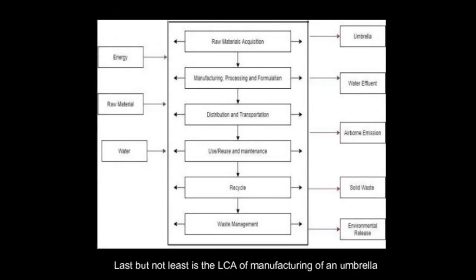Last but not least is the LCA of the manufacturing of an umbrella. As you can see here, we have an input into the system boundary and then we have the output. The input for the manufacturing of the umbrella is the energy and also the raw materials itself. And then we go through the process to make the umbrella, and then we have the output, which is the umbrella, and also we have the gas emission, solid waste and a lot of other waste that is produced.